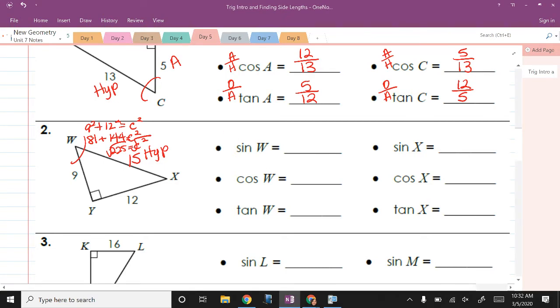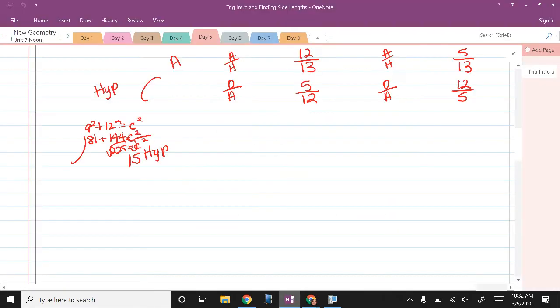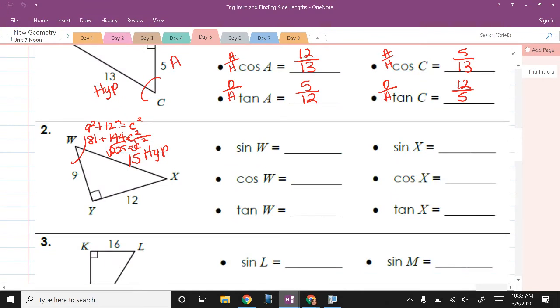Opposite over hypotenuse. So what's the length of the side that is opposite? Why is it not working? Okay, y'all, sorry. I don't know what's happening. Okay, now we're spinning.